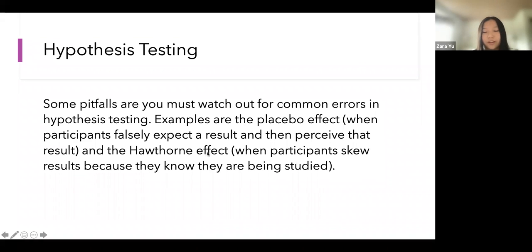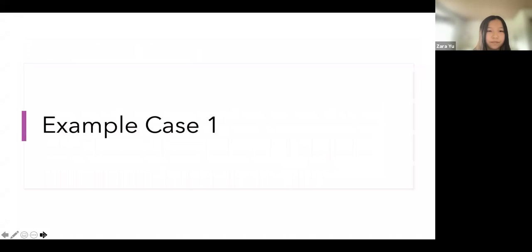The next thing is the Hawthorne effect. So this is when participants skew results because they know they're being studied. So for example, if an officer is surveying a citizen and they ask them if they've taken illegal drugs or something like that, the participant's obviously going to say no because they're being questioned by a cop. So this would skew your results. This is just an example of the Hawthorne effect. So those are the statistical methods that I'm going to go over for this.